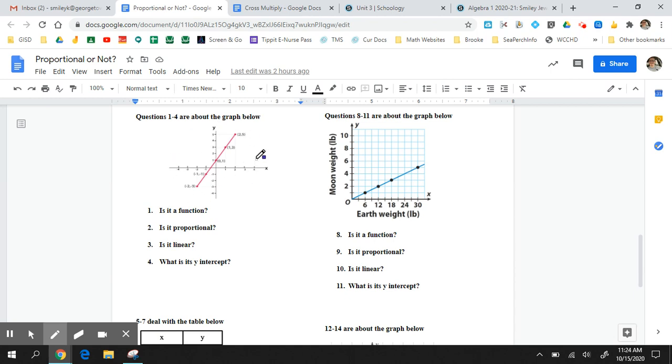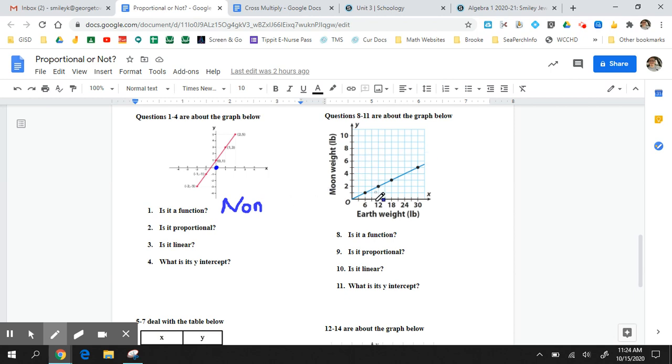Take a look at this graph. It's a little bit tiny, but we can see that the origin is located right here. That's 0, 0. Does your line go through this point right here, 0, 0? No, it doesn't. So it is non-proportional. I'm going to write non.